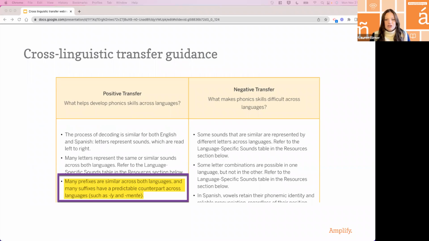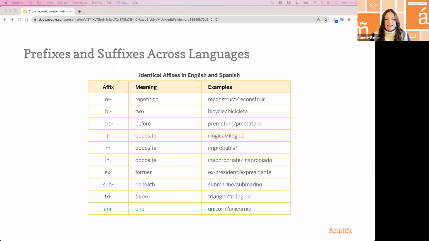So again, teachers can look to the cross-linguistic transfer guidance, whether or not they themselves are Spanish speaking. They can start to recognize things like the prefixes and suffixes that are similar across the two languages. This guidance also will provide you, again, with professional development so that regardless of whether or not you speak both languages, you're able to support your students and recognize where they are making those approximations that should be celebrated versus where they are truly making mistakes that need additional instruction.